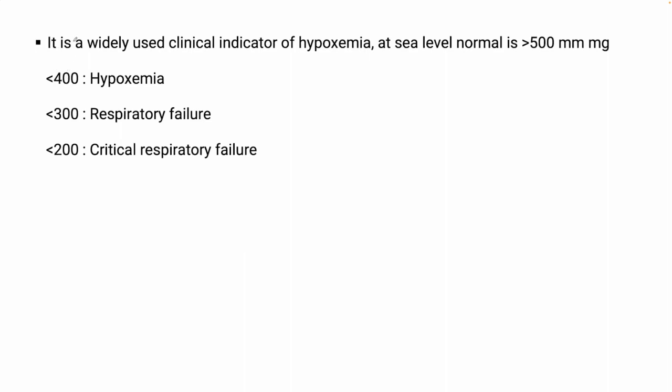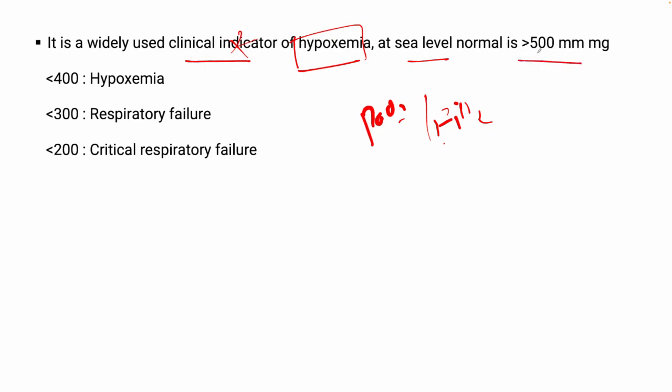So next, the PaO2 to FiO2 ratio is a clinical indicator for hypoxemia. Remember this very well. If any kind of condition is there, the PaO2 to FiO2 ratio is a clinical indicator. See, for anyone living at sea level, normal is greater than 500 mm of Hg. Here it will be Hg, not mg. So if there is any condition where it is less than 400, that is hypoxemia, less than 300, then you can state respiratory failure, and less than 200 then critical respiratory failure, but this is at sea level. Okay.